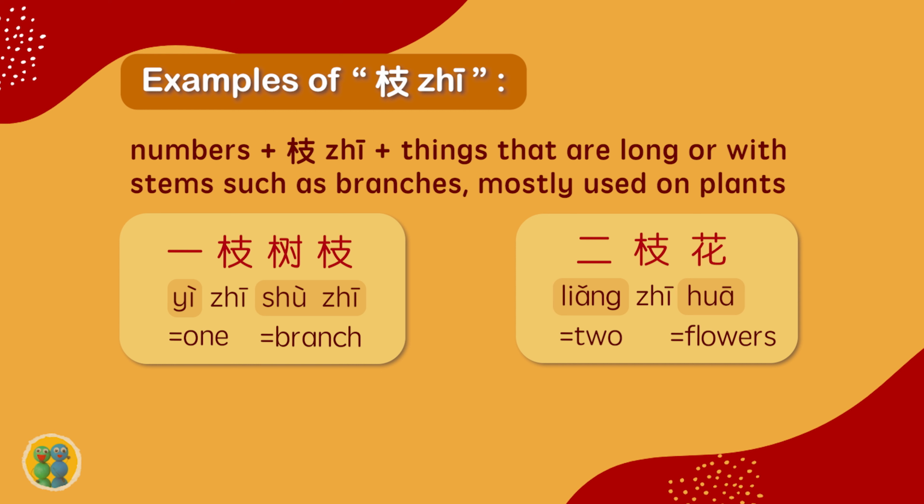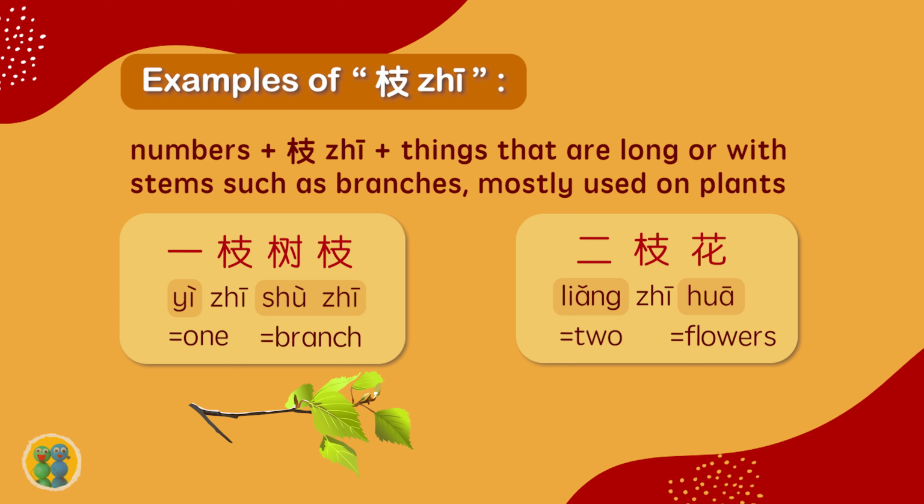Examples: 枝 is used for things that are long or with stems, mostly used on plants. You can see the examples below. 一枝树枝: 一 means one, 树枝 means branch. So you can see the picture here. A branch with some leaves, but the branch is not big and thick. 枝 is normally used for small and thin branches.